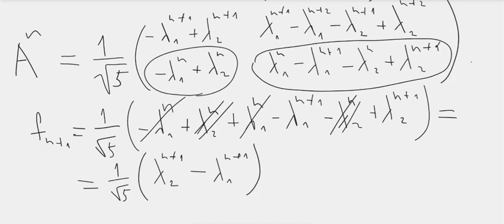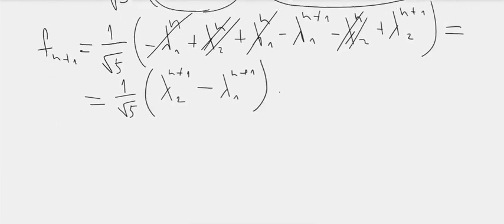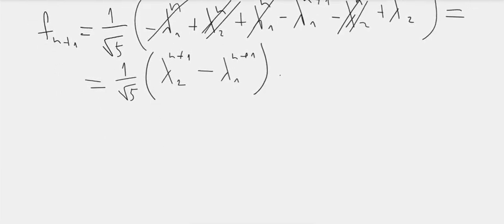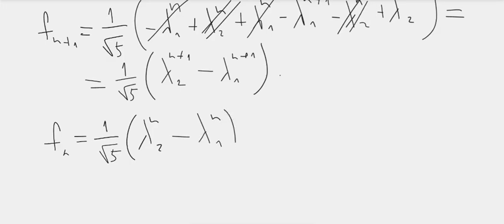And this is almost what we need. So now we can just rewrite it a little more. So this is the formula for f n plus 1, but just for convenience we actually need f n, so we replace n plus 1 with n, so f n then would be equal to 1 over square root of 5 times lambda 2 to the power n minus lambda 1 to the power n. Okay, and this is basically the formula.